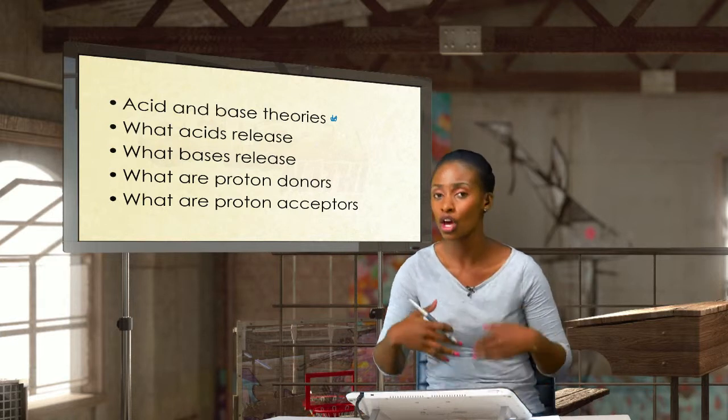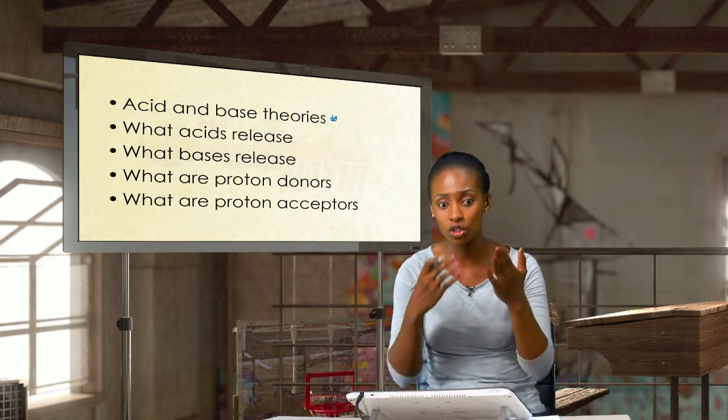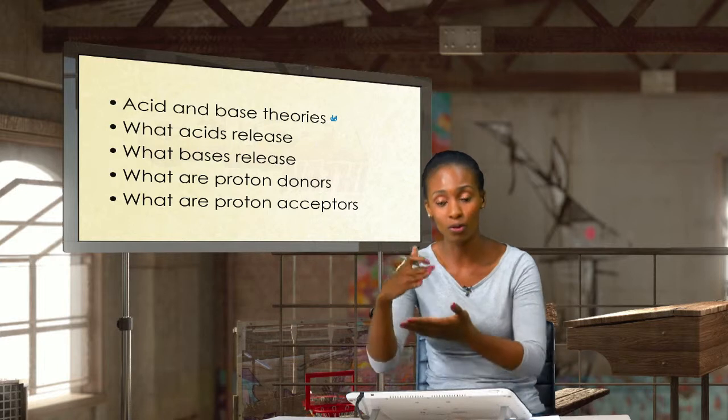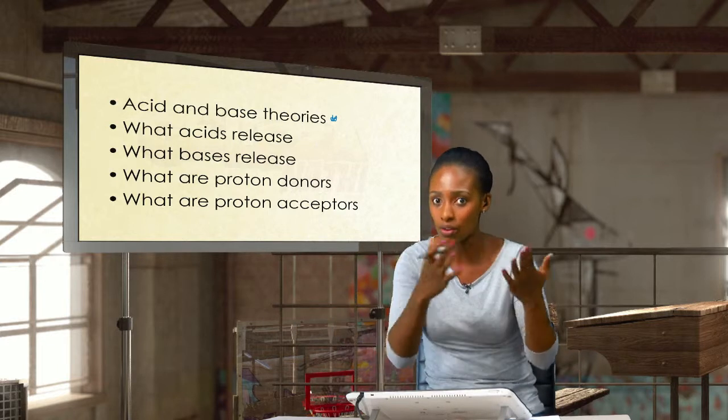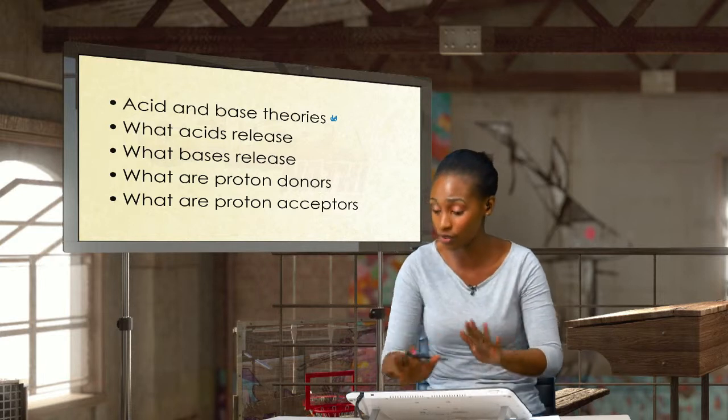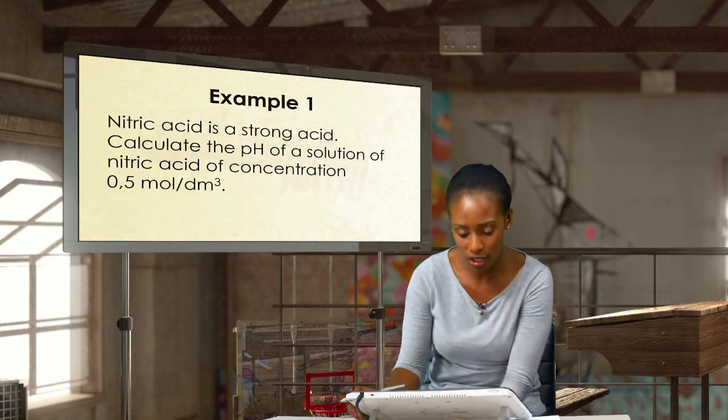Sometimes they ask, using the Arrhenius theory, show how this will form or how it will dissociate in water. Or using the Lowry-Brønsted theory, say how this will happen in water. So make sure that you're very comfortable with this type of section. So let's do a quick example.